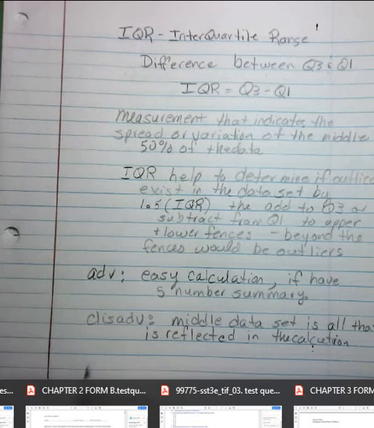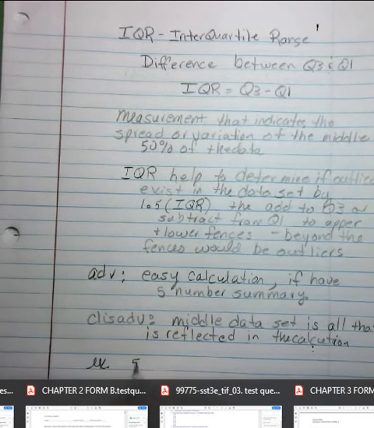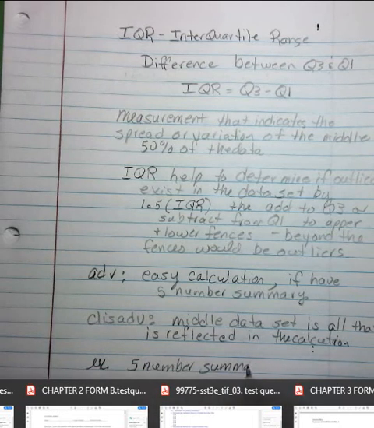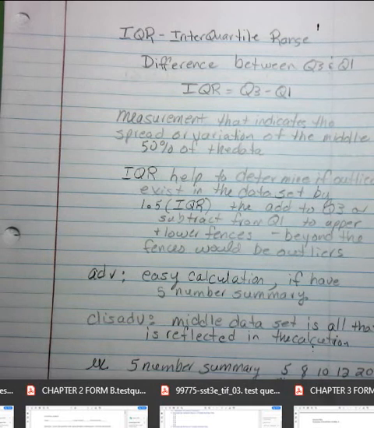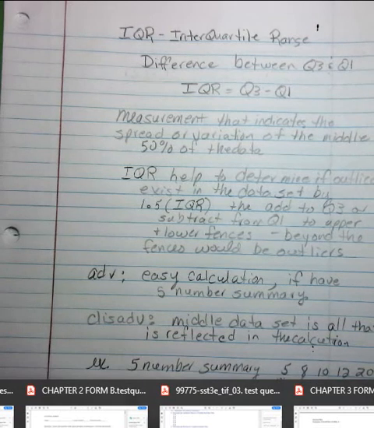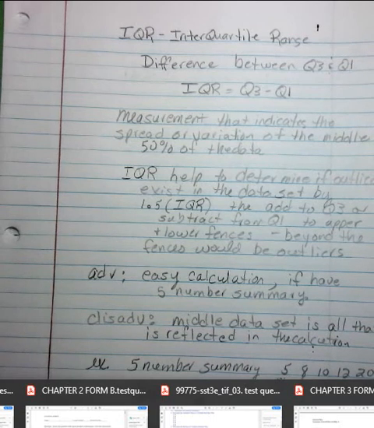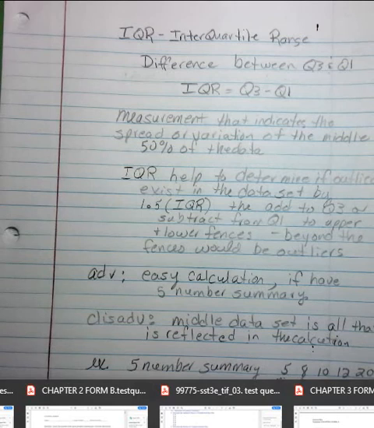So let's look at an example again. If we had the 5-number summary for a set of data that was 5, 8, 10, 12, and 20, and in that order we would have the min, quartile 1, quartile 2, quartile 3, and the max. So to find the IQR, it would be quartile 3, which is 12, minus quartile 1, which is 8, and that gives us an IQR of 4.